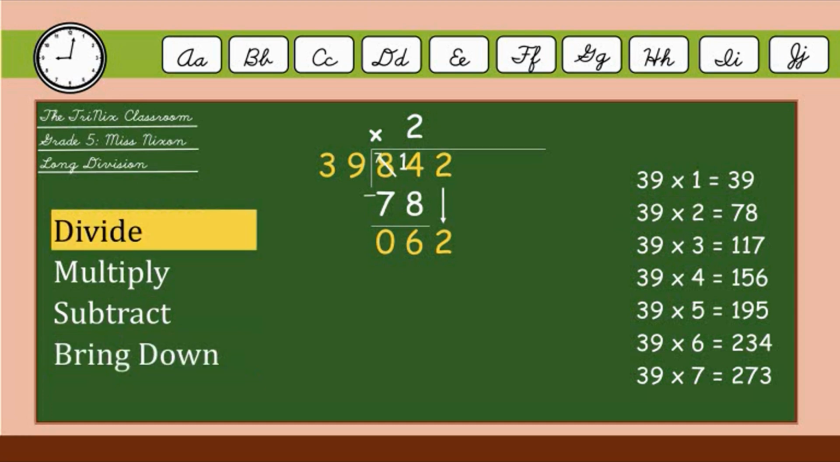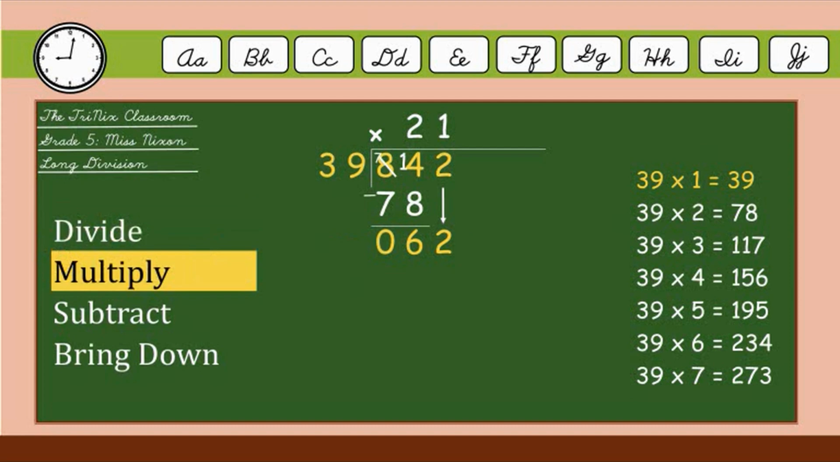Once again, we will explore our 39 times tables to determine how many times 62 can be divided by 39. 39 is the closest multiple to 62 without going over. Since 39 times 1 equals 39, then 39 can go into 62 only once. We place 1 above the answer line and move on to the next step.